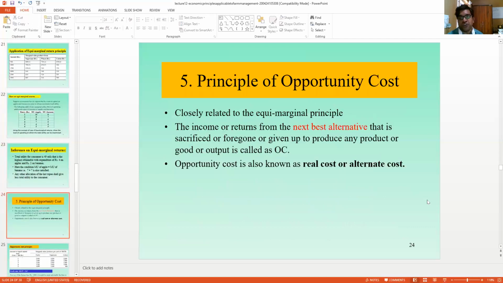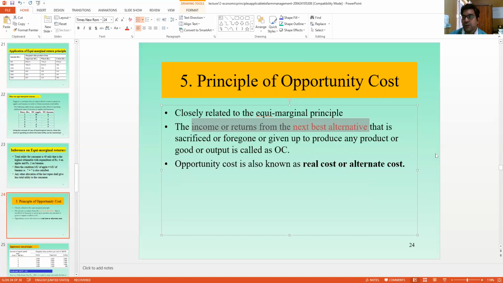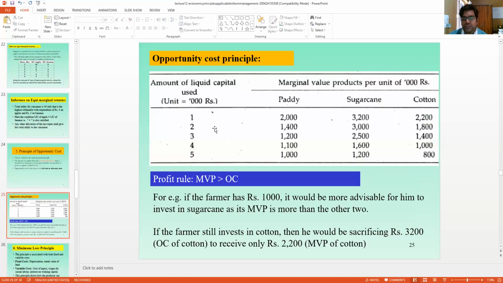Now, principle of opportunity cost. What is opportunity cost? The cost is nothing but the returns of the next best alternative which is foregone. It is also called alternate cost. So the income or returns sacrificed from the next best alternative is called opportunity cost. Now you see here, we have got MVP of paddy, sugarcane, cotton. For example, here the profit rule is MVP should be more than OC.